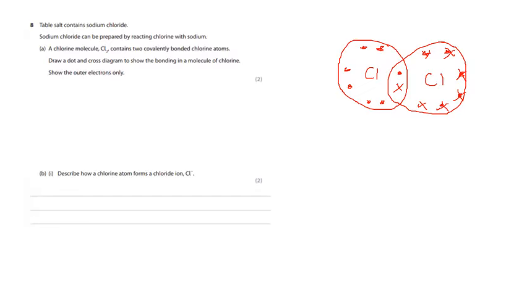Describe how a chlorine atom forms a chloride ion. Well, basically, it will gain an electron. A neutral chlorine atom gains an electron to become a negative chloride ion.